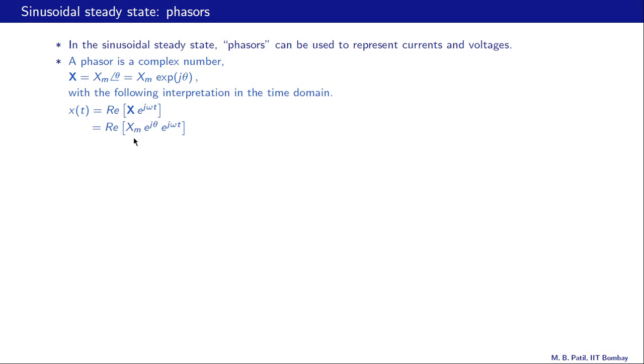Our phasor is nothing but xm times e raised to j theta, that gets multiplied by e raised to j omega t. Now we can combine these two terms to get e raised to j (omega t plus theta). What is e raised to j (omega t plus theta)? It is cos of (omega t plus theta) plus j sine of (omega t plus theta), and we are only taking the real part of that expression, so therefore we get xm cos(omega t plus theta). So that is what a phasor x corresponds to in the time domain.